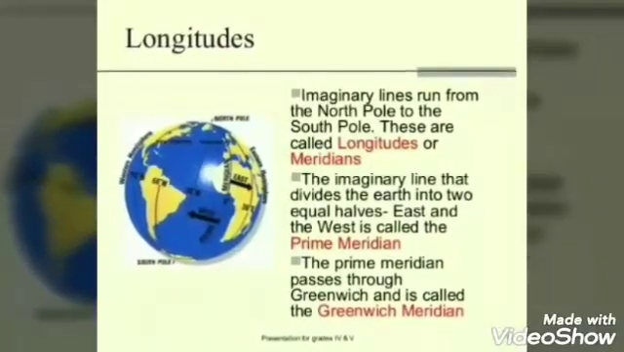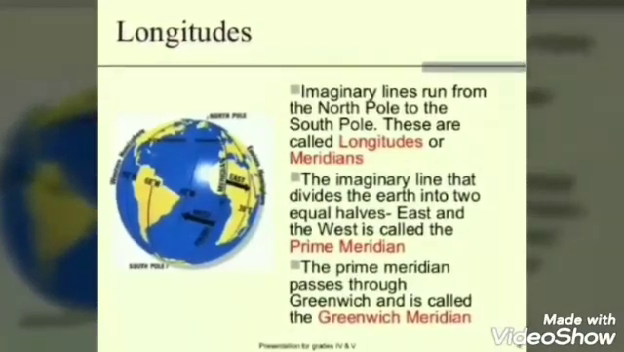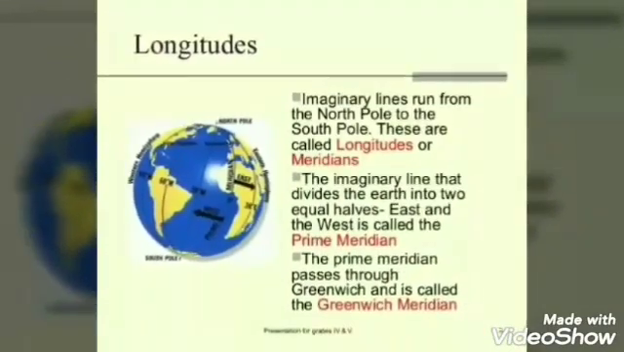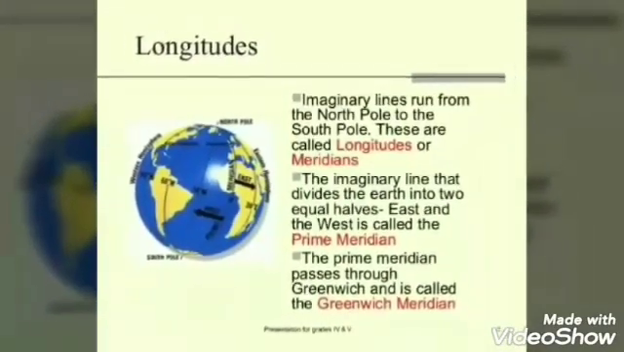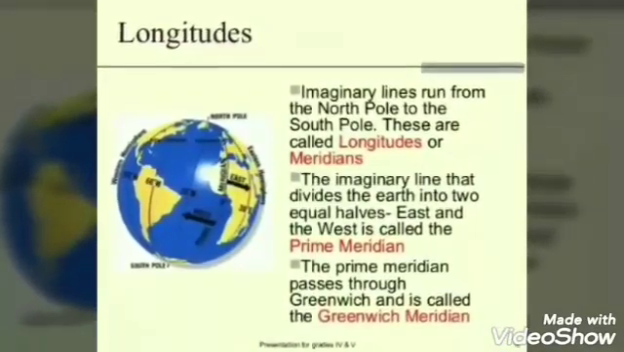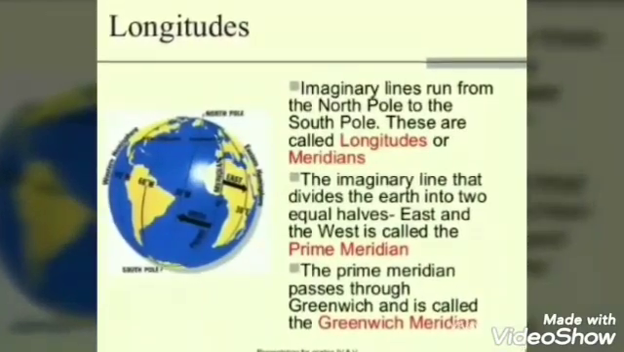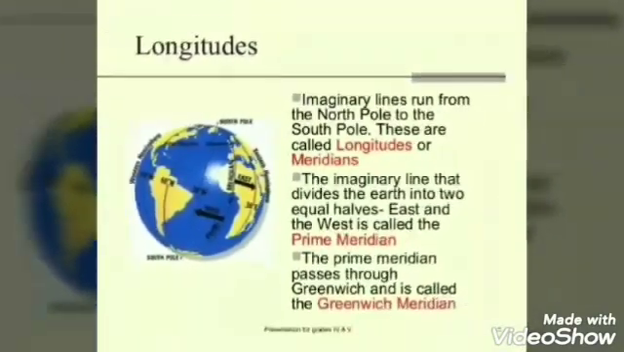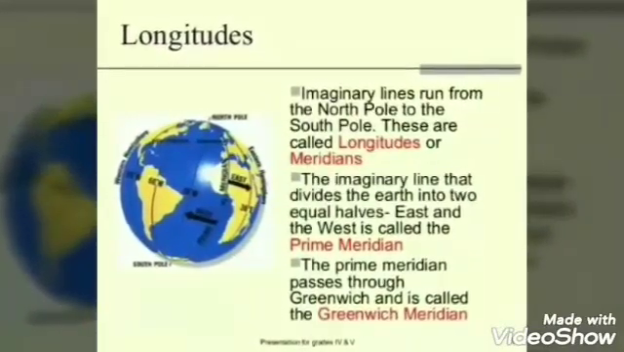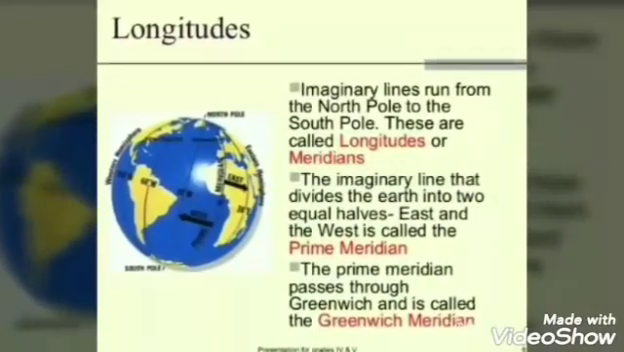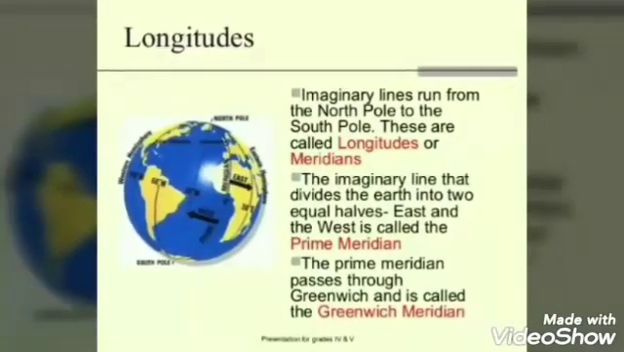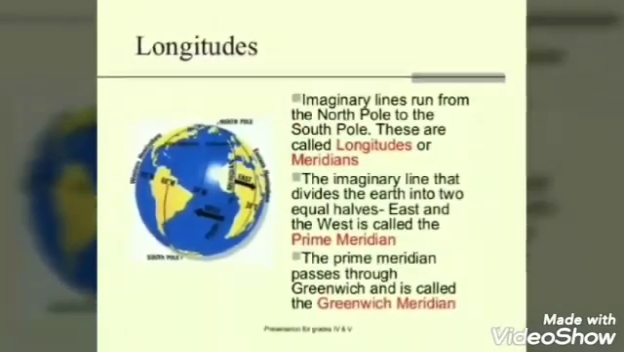Longitudes. Imaginary lines run from the North Pole to the South Pole. These are called longitudes or meridians. This set of lines runs north to south, forming half circles meeting at the North Pole and the South Pole. These lines are called lines of longitude or meridians. The distance between the meridians is the maximum at the equator and goes on decreasing till the poles.